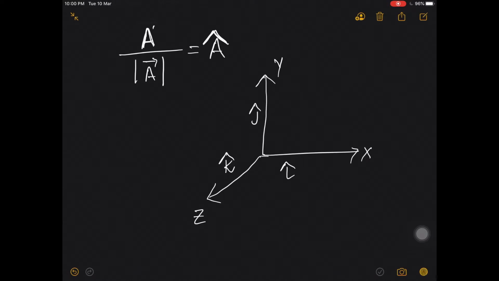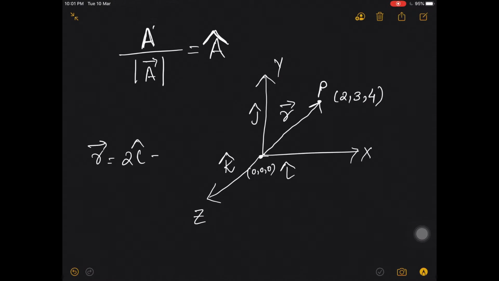say this is my 3D coordinate system, and this is my origin. So I'll write 0, 0, 0 because this is a 3D plane. Now suppose I want to indicate the position of a point. Say this is some point P with coordinates 2, 3, 4. If I join from the origin to this point, this is going to give me the position vector of this point P. Now this position vector r can be written as 2i plus 3j plus 4k.